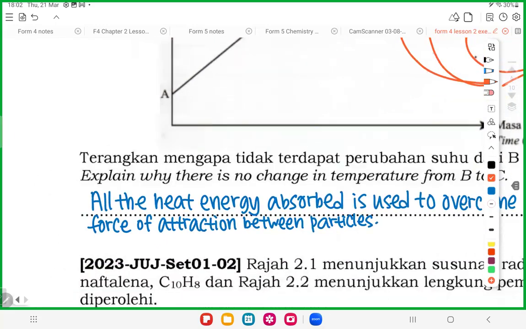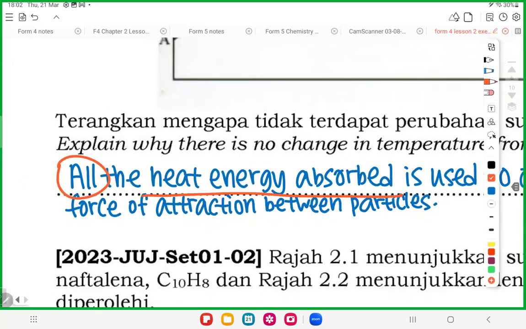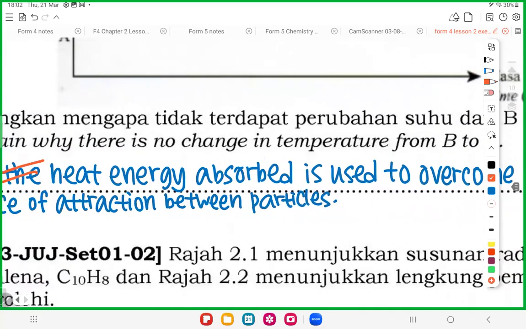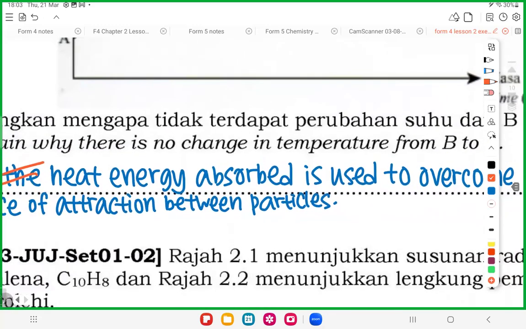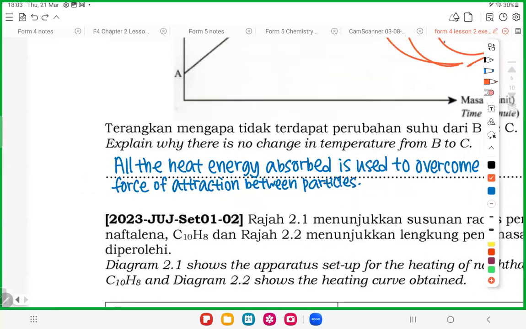But be careful. You need to write the words all the heat energy absorbed. You must write all. Because if you only say the heat energy absorbed is used to overcome force of attraction, which means maybe you only use some of the heat that you absorb. No, cannot. We are using all the heat that we absorb. So that's why you need to put these words, all the heat energy absorbed.